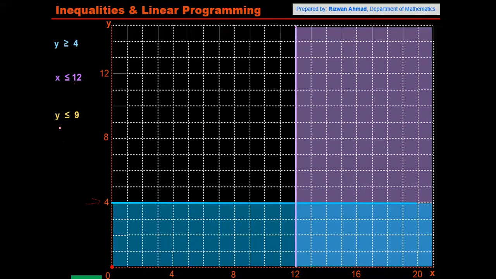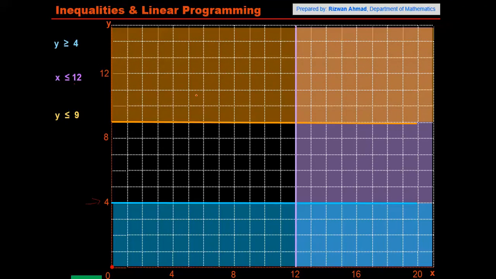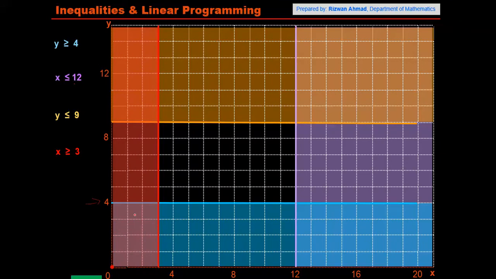Then there is another inequality y is less than or equal to 9. So for this one, less than means below this line is the wanted region, so the upper region is the unwanted region, so we'll shade the upper region. So these three inequalities are these. So another inequality, x greater than or equal to 3. So it's a vertical line passing through 3 here. So this is the line passing through 3. So greater than means the right part of that is the wanted region. So we shade the unwanted region, which is the left part.